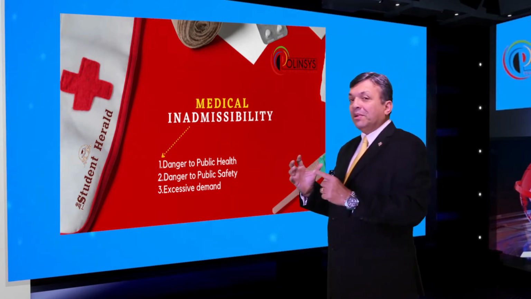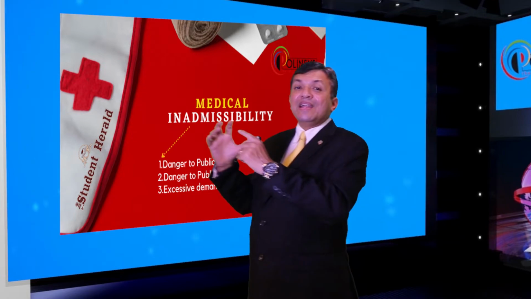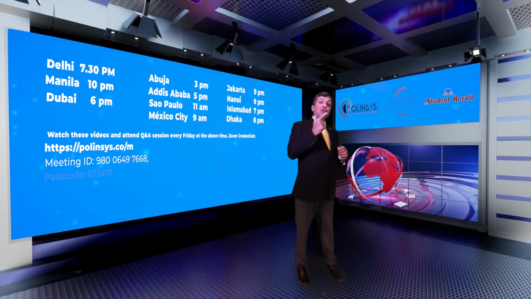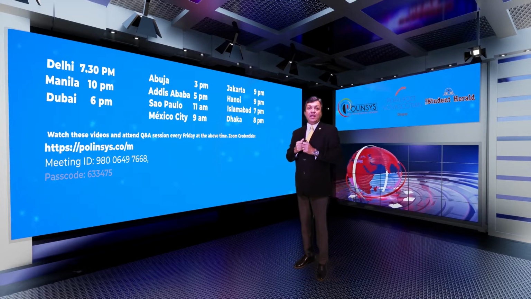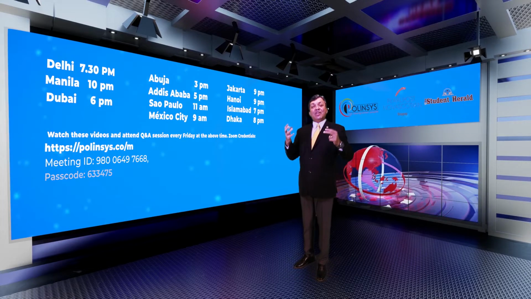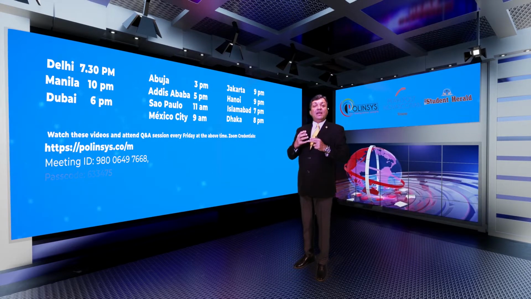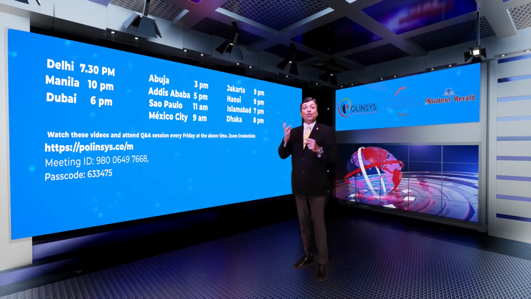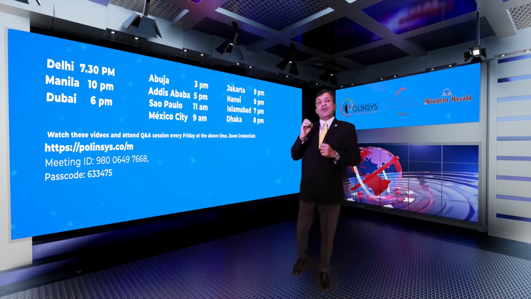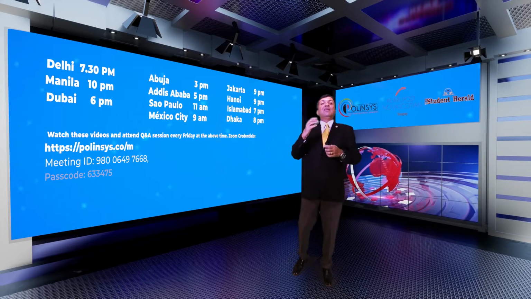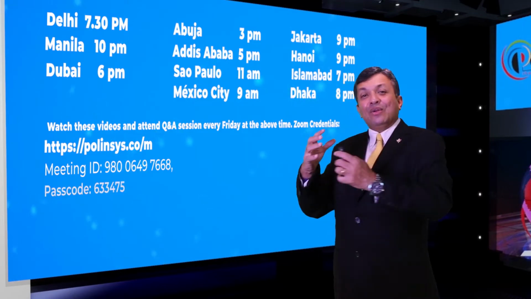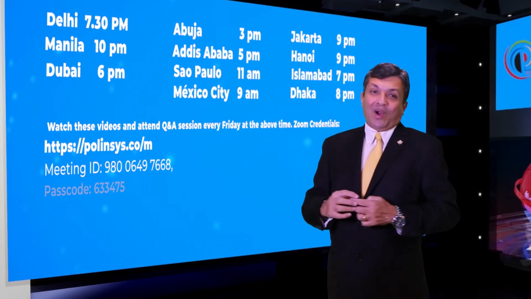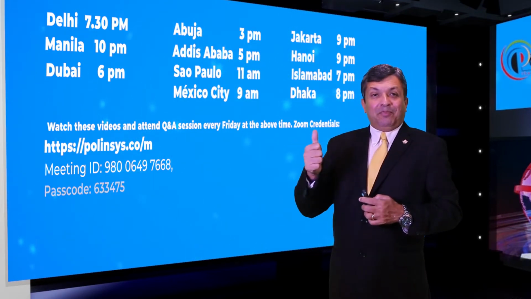Medical inadmissibility comes under three different classes. A. Danger to Canadian public health. A health condition that could endanger Canadian public health, for example having infectious diseases like tuberculosis. In some cases, you may be allowed to treat, cure, and then do your Canadian medical examination before you are allowed in.